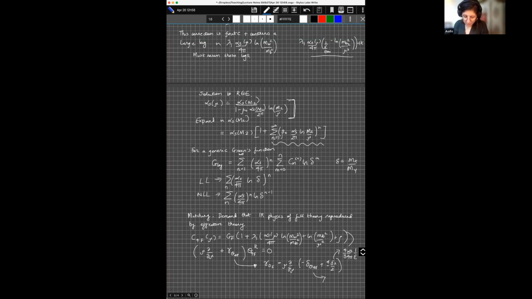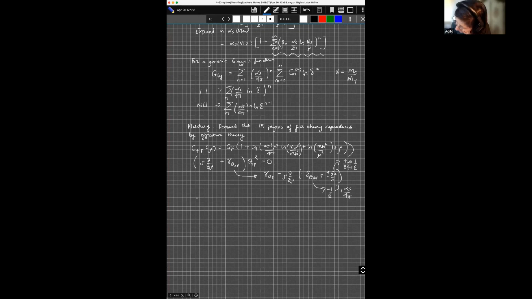Yeah. And it looks like minus 1 over epsilon lambda 1 alpha s over 4. Okay. So then one just has to integrate this and you obtain the solution, which again looks very much like what we had before for the case of, for example, the mass.